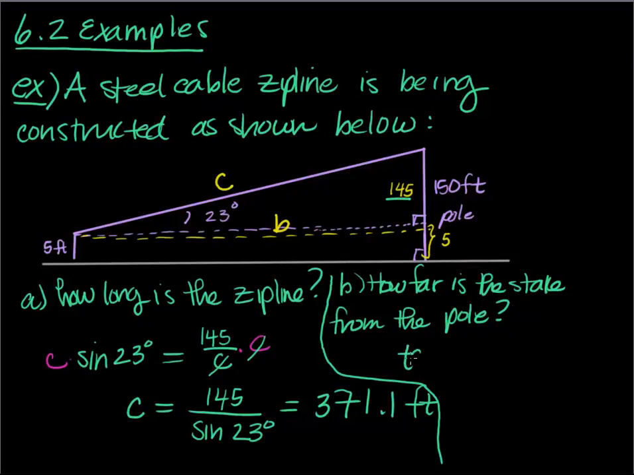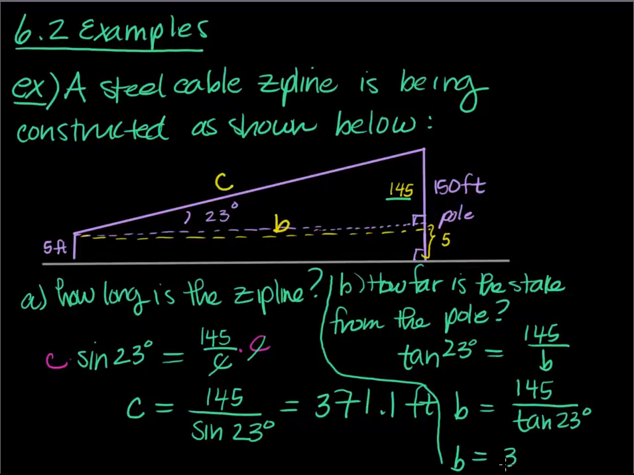So that actually tells me then that the tangent of 23 degrees equals 145 over B. Multiply both sides by B and divide by the tangent of 23, and we get B equals 145 divided by the tangent of 23 degrees. And if we do that, we get 341.59. So B equals 341.59.